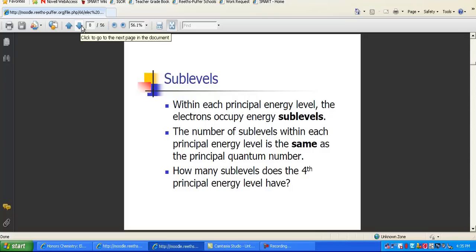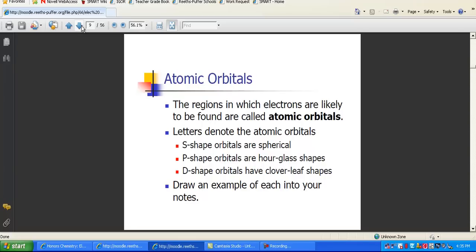Principal energy level 1 has one sublevel. Principal energy level 2 has two sublevels. Principal energy level 3, three sublevels. Principal energy level 4 has four sublevels, and so forth. The sublevels are denoted with the letters S, P, D, and F. Those are going to be shown to us in a moment as shaped clouds. So when I refer to these atomic orbitals, where electrons reside, giving a specific three-dimensional shape around the nucleus, these atomic orbitals are regions in which the electrons move in a very specific mathematical form.